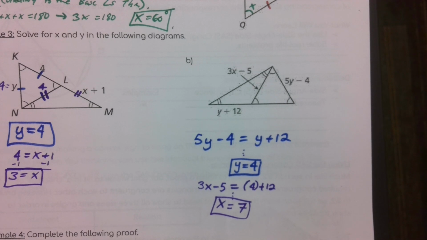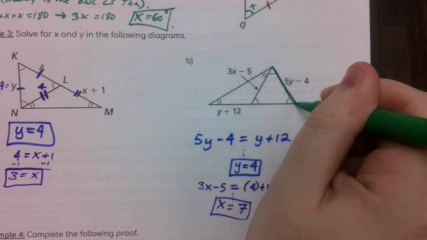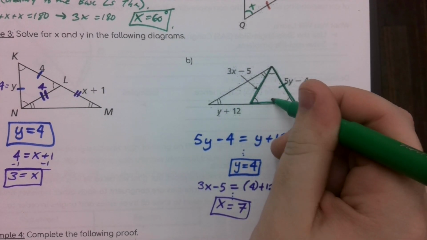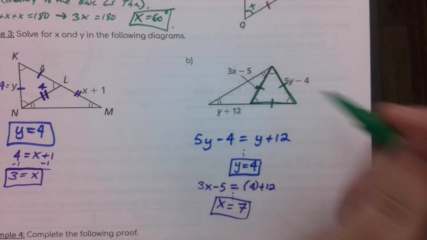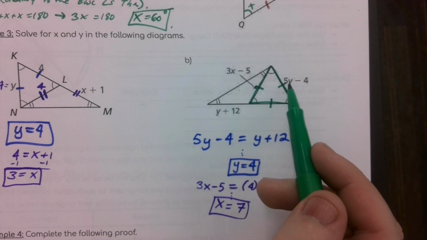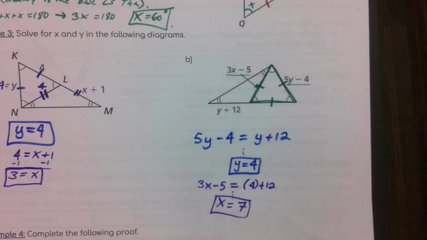How'd you do, folks? This one's a bit trickier. A lot of people might recognize that the sides of this triangle, I'm going to mark in green, are all congruent. So this is equal to 5y minus 4, and this is equal to 5y minus 4, and this is equal to 5y minus 4. But then get stuck when they realize you can't set 5y minus 4 equal to 3x minus 5 and solve it.